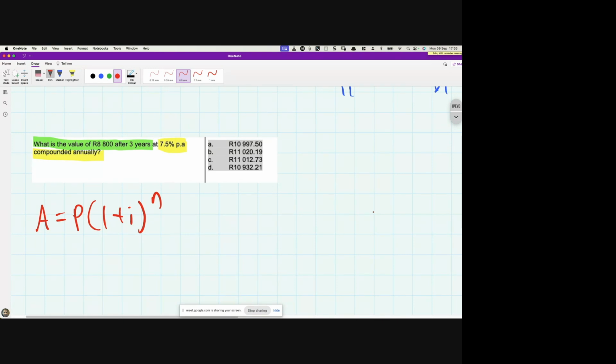Okay, what are the people on grade 11 saying? So we are going 8,800 times 1 plus 0.075 to the power of 3, and I get 10932.21. So the correct answer is D.